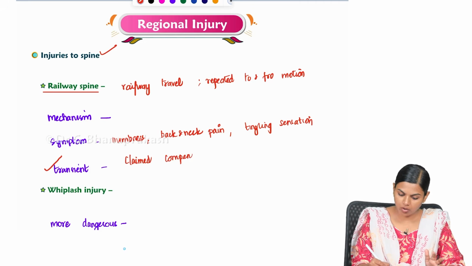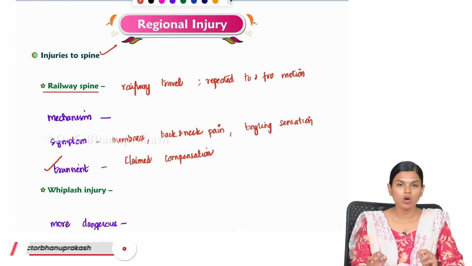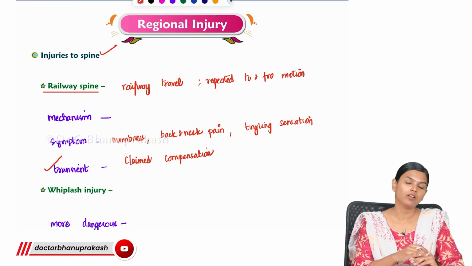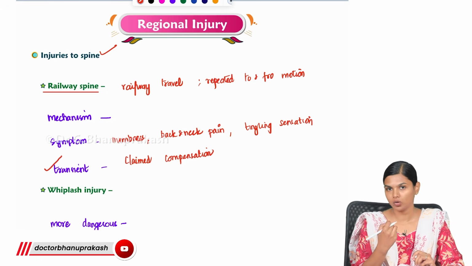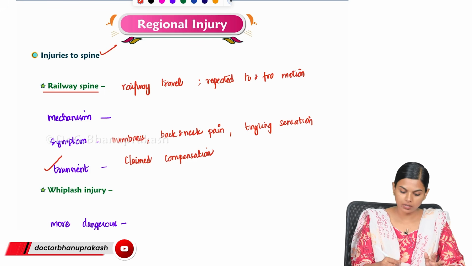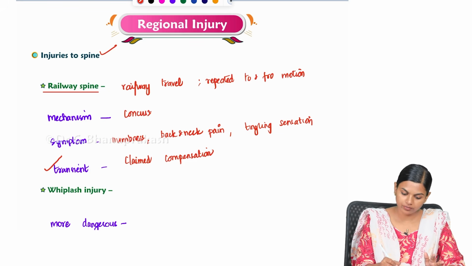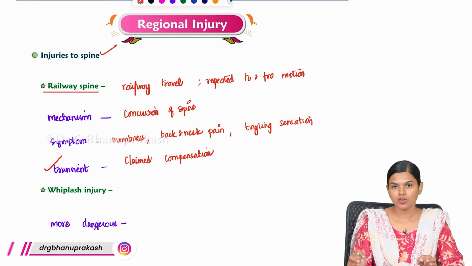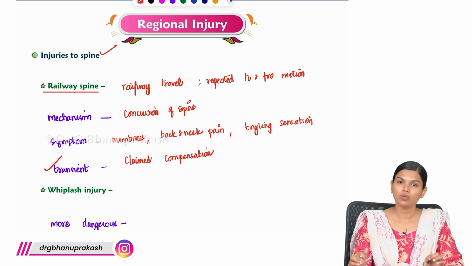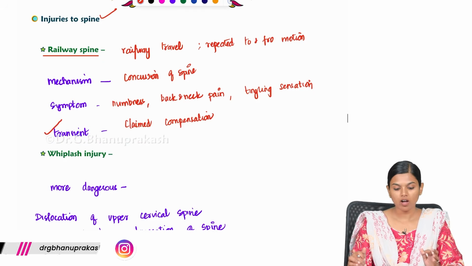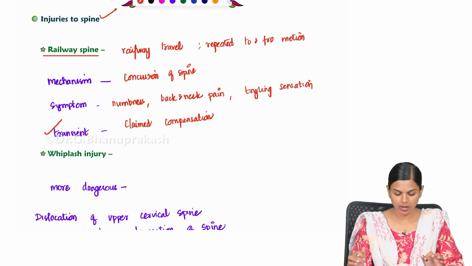So they claimed compensation. So they tried to understand what exactly is the damage to the spinal cord. Why is this happening like that? They tried to understand, but there was nothing visible organically. So they simply said it is concussion of spine, which is leading to the symptoms. Like that they finally concluded, and nowadays this railway spine is not happening in train travel. So this is also known as concussion of spine.